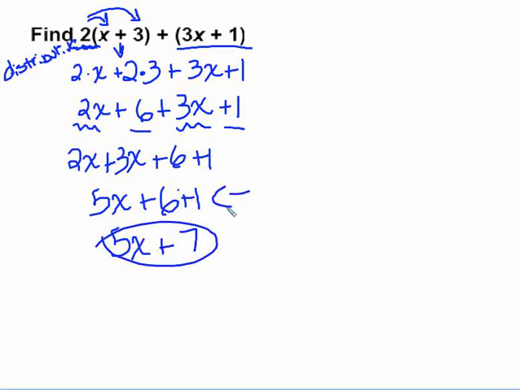Now, I didn't need to write this step out, but it is helpful if you want to just do one thing at a time. I could have gone straight from here to here. Okay, so final answer 5x plus 7. Since I have no more like terms, I can't combine.